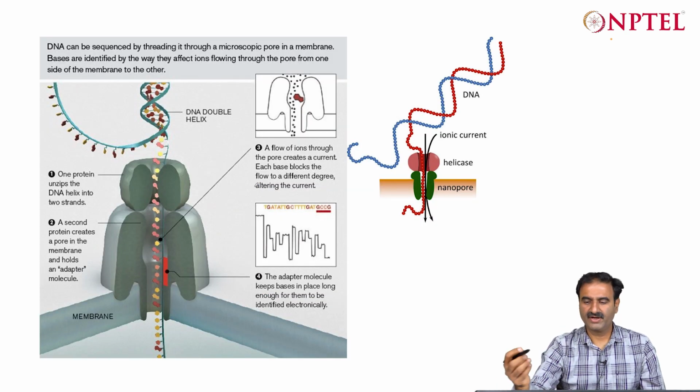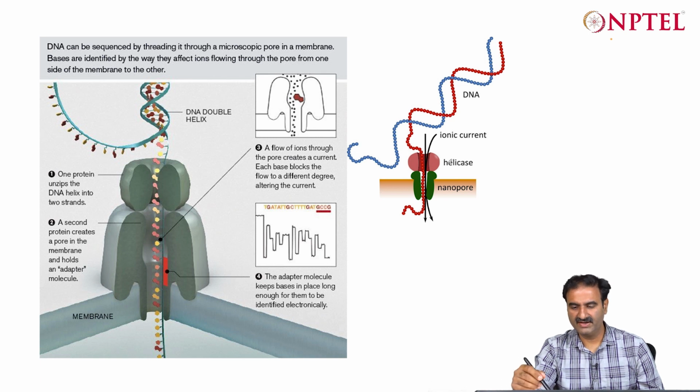The technology is that there is a pore, a nanopore, and there is a helicase enzyme, because the DNA is double stranded and has to be converted into a single strand. This helicase converts the DNA into a single strand. Now the single stranded DNA passes through this membrane, and at the same time the ionic current, or basically the ions, are also passing through this membrane.